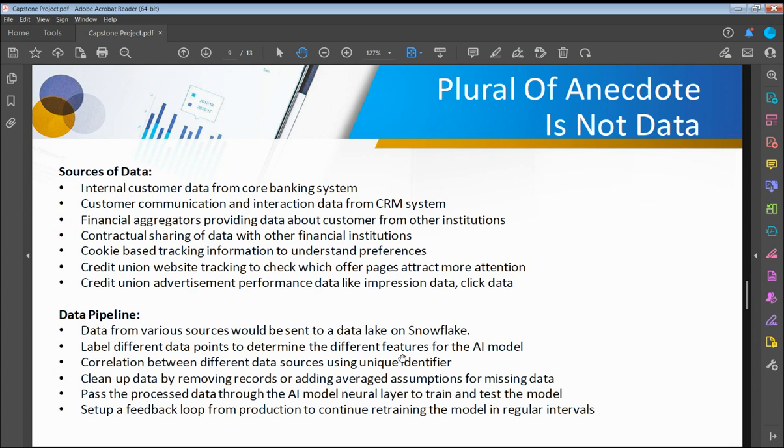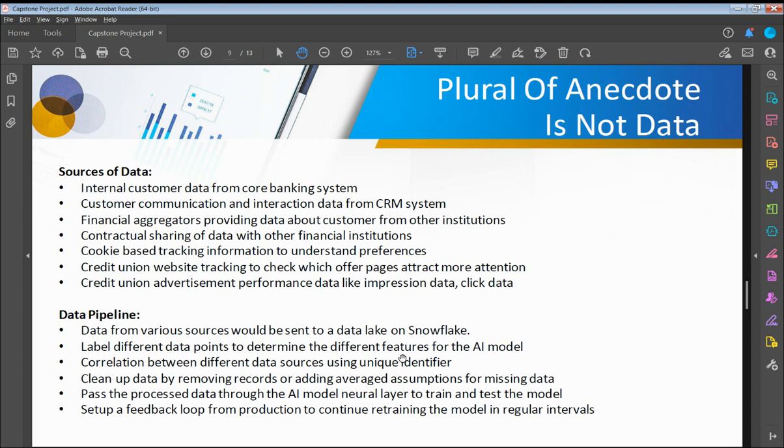Apart from that, we would also be launching a lot of advertisements, and once we launch those, we can get advertisement-related data like the number of impressions and clicks, and understand which of those ads have been preferred in a wider geography. Now, once we get all this data, it has to be passed on to one data lake, which will be on Snowflake.